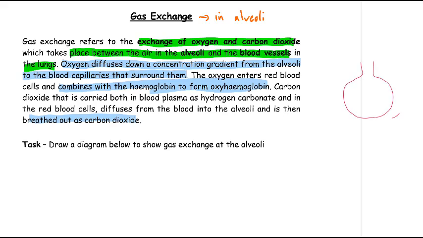If this is your alveolus, this is your capillary. We have a high concentration of oxygen here. So oxygen diffuses from high to low, and that's oxygen, whereas carbon dioxide is in high concentration there, so it diffuses that way.